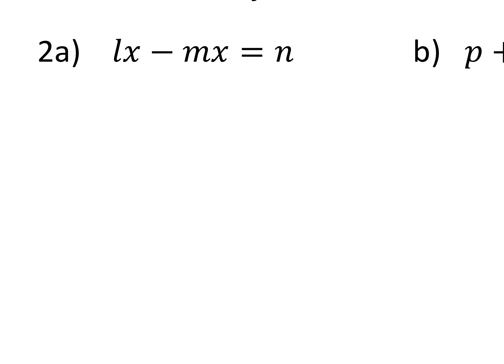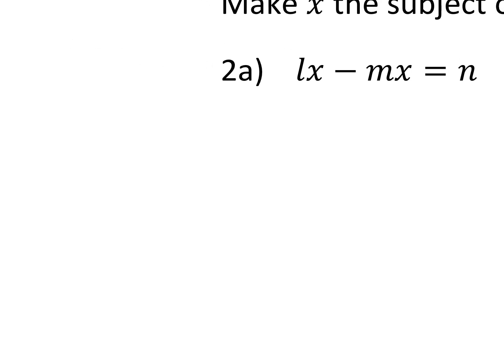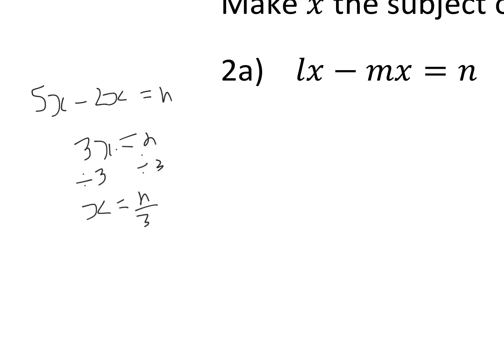Okay, so what do we do instead? Well, let's say that was 5x minus 2x equals n, you would say that's 3x equals n, wouldn't you? You would work out how many x's you have, and then you would divide through by that number. So here you would divide by 3, and you would say x is n over 3.